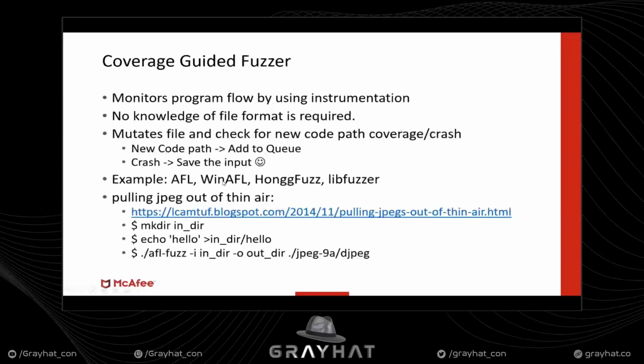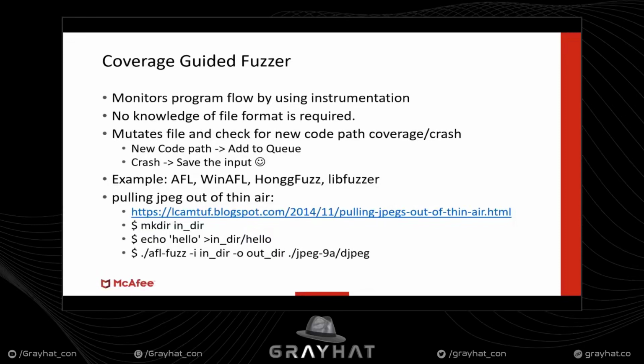Let's move on and see what a coverage guided fuzzer is. As we have discussed, a dumb fuzzer generates random inputs which in some cases can be discarded, and a generation fuzzer requires understanding of protocol or file formats. A coverage guided fuzzer uses a concept called instrumentation by which it can monitor the execution flow of the program, and based on the execution flow it can modify the input accordingly.